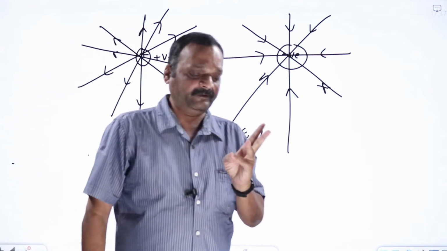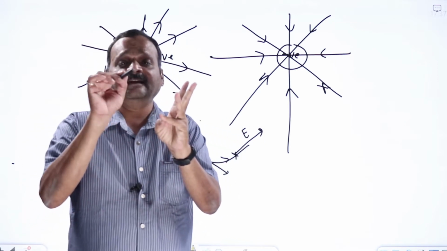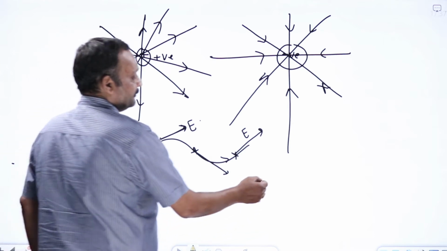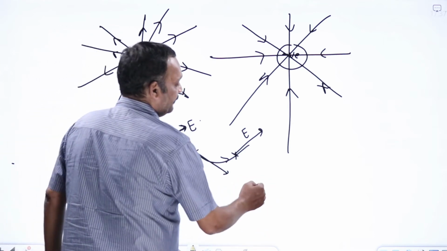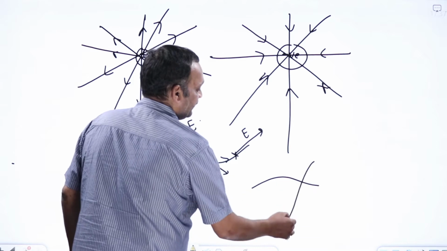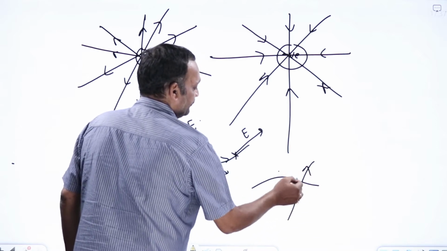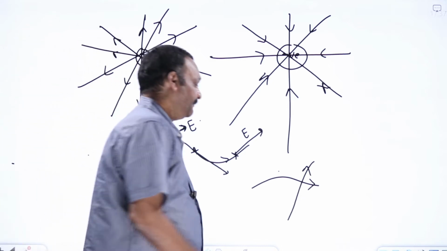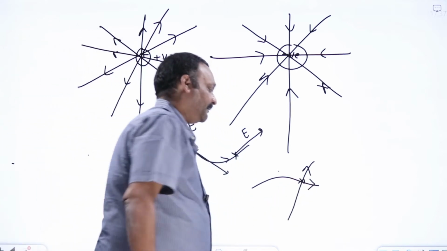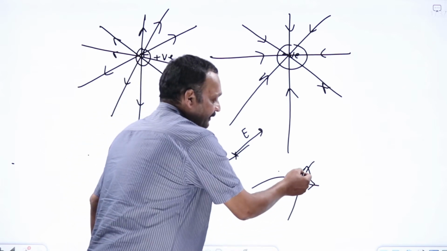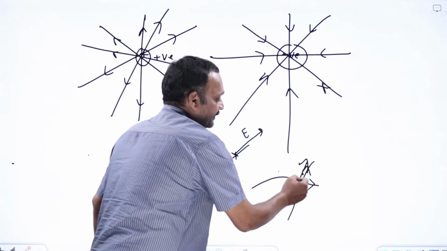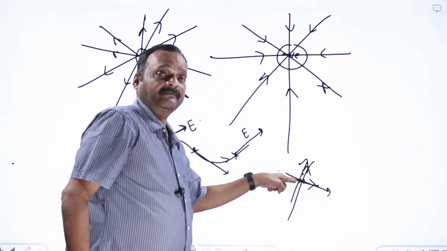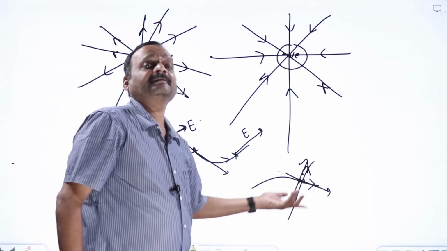When I say the tangent drawn to the field line gives the direction of the electric field, two electric lines of force will never cross each other. We can never expect one line of force like this and another like this. It is impossible. Two lines of force will never intersect. Why? At the point of intersection, for this line I can draw the tangent this way, for this line I'll draw the tangent this way. Means I can draw two tangents at that point, which means there are two directions for the electric field, which is impossible.